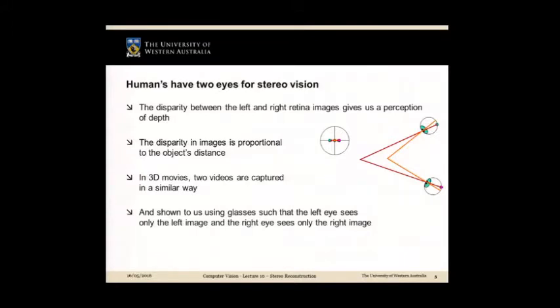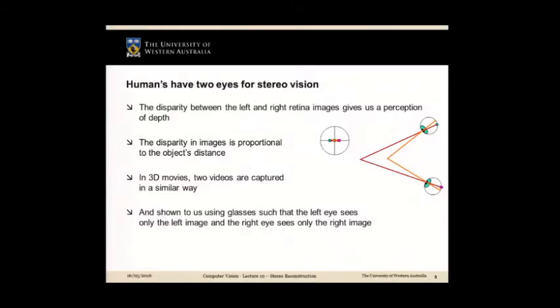I will support this statement with a mathematical proof in the next couple of slides. Just keep this statement in mind: disparity in an image is proportional to the object's distance. So if an object is closer to you, there will be more disparity, and if the object is far away from you, there will be less disparity.